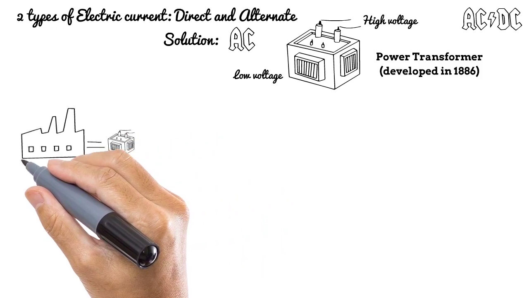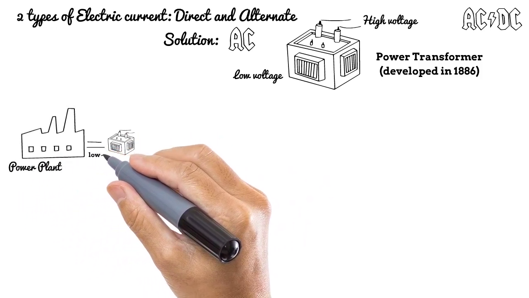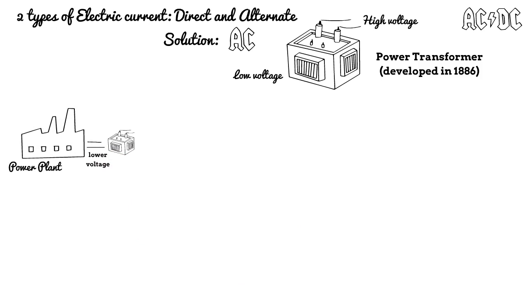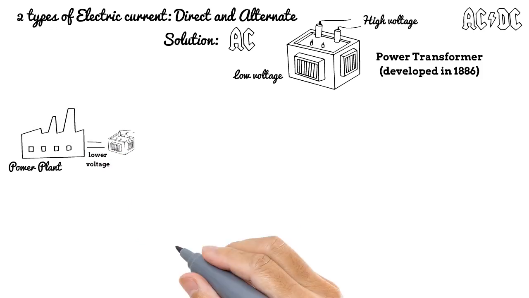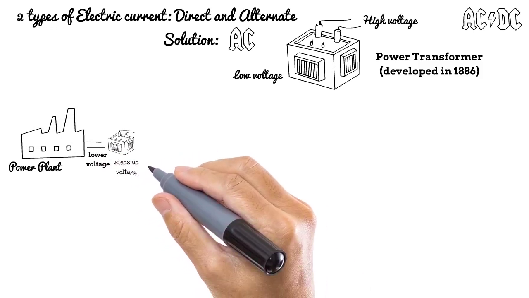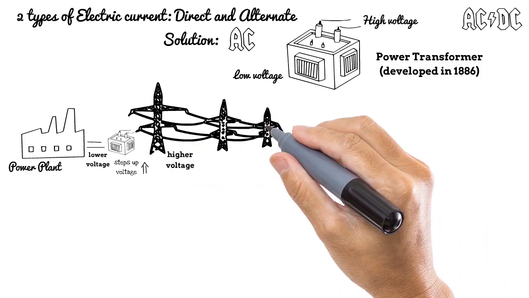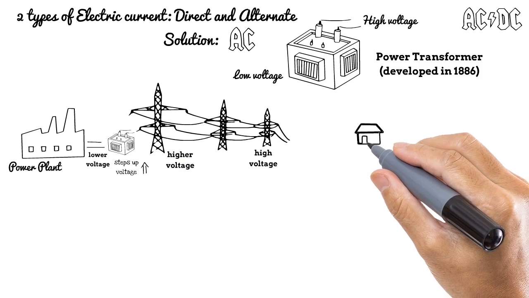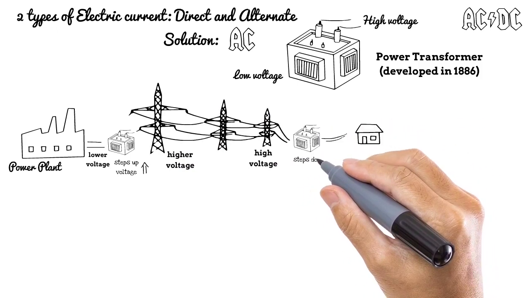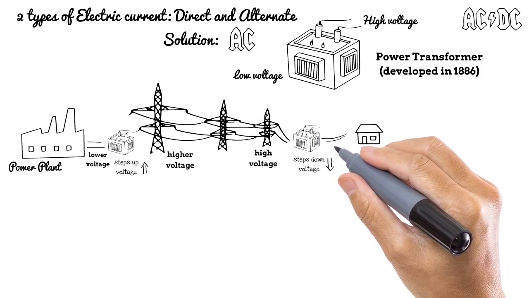If the voltage of the generator in the power plant is not sufficiently high for economical transmission, a transformer can be used near the generator to step up the voltage to the desired value for transmission. For transmission, a high voltage is used, and at the receiving end, another transformer steps the voltage down to the appropriate value.